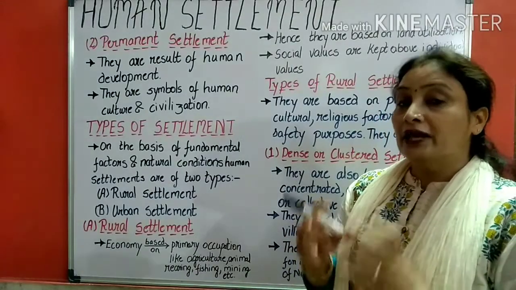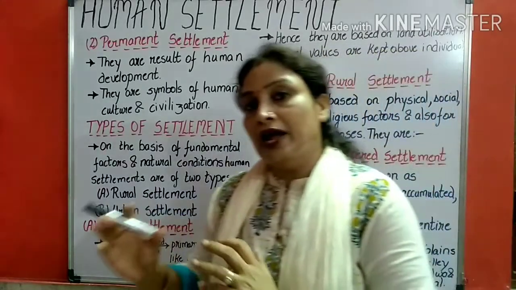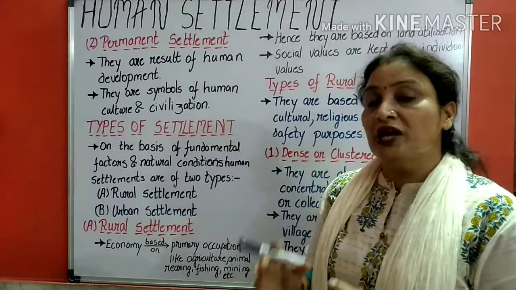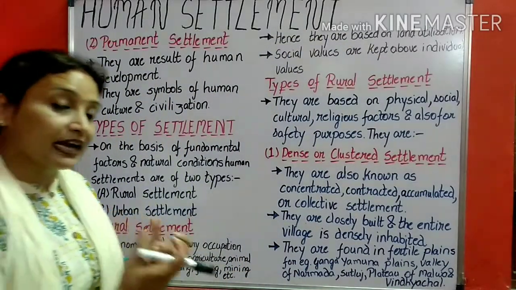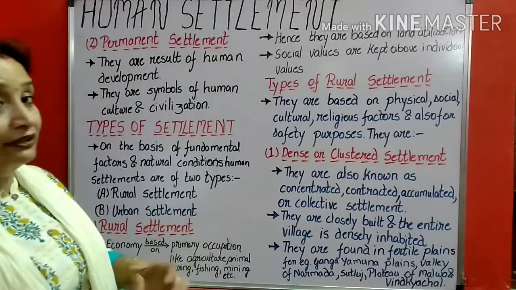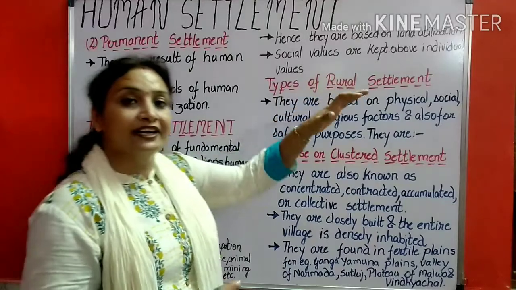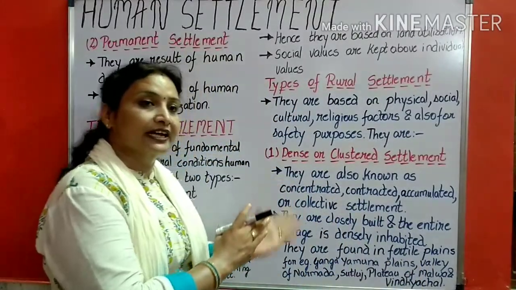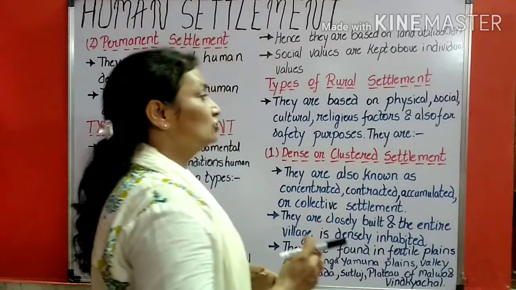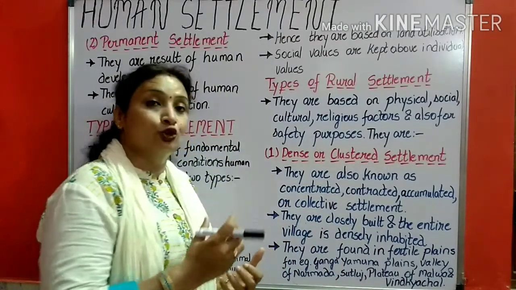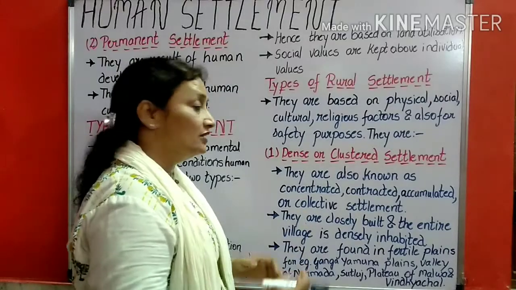In rural settlement, the main economy is agriculture based. That means they are involved in primary occupation. Primary occupation means land utilization is very high. For example, agriculture, collection of forest produce, mining, fishing. In these rural settlements, social customs and social values are held in very high regard and individual values are kept aside. Now we talk about the various types of rural settlement on the basis of fundamental factors like physical, social, cultural, religious and educational factors. These rural settlements are further divided into four groups.